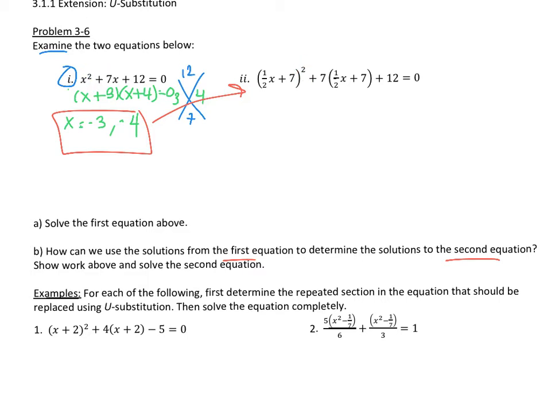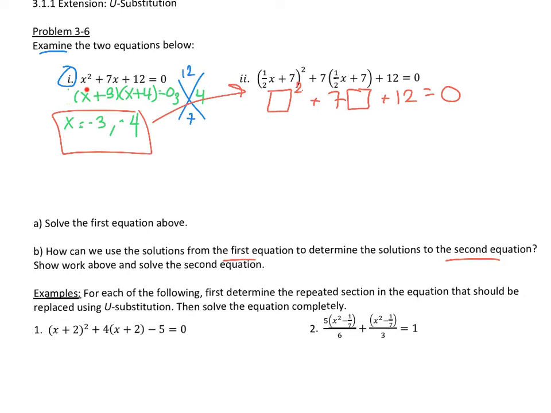So one way to look at this is I have this chunk or this group of things. So I'm going to change 1/2 x plus 7 to an empty box. And that's going to seem a little strange. But when I do that, now it looks a little more doable. I have this empty box squared plus 7 times the box plus 12 equals 0. But I already solved this equation, except instead of the box, I had an actual x, the variable x. So when I solved this already, I got the solutions -3 and -4.